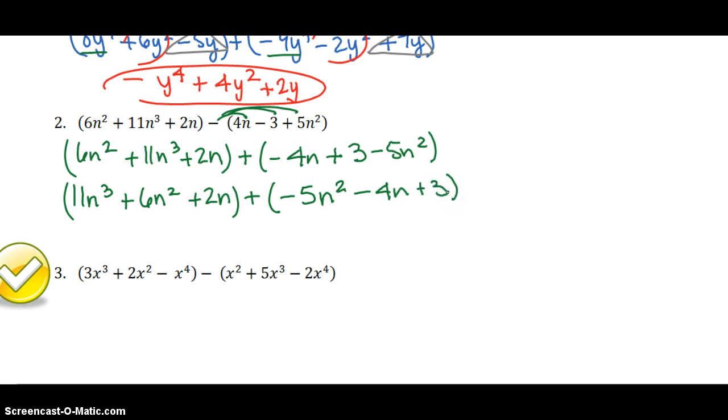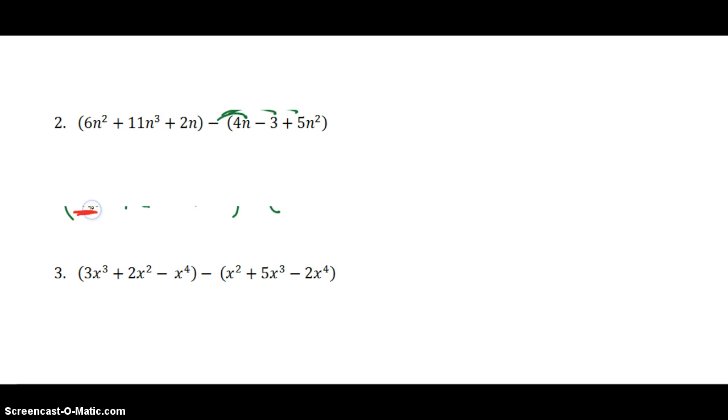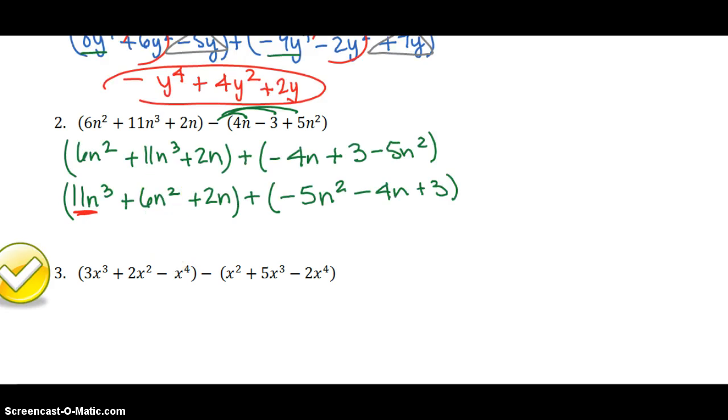And when we start combining like terms, you'll notice that 11n to the third does not have a term like it, so I'm going to leave it. So we'll leave 11n to the third. And then we have positive 6n squared, -5n squared. We have positive 2n, -4n. And then poor little constant 3 is all alone.